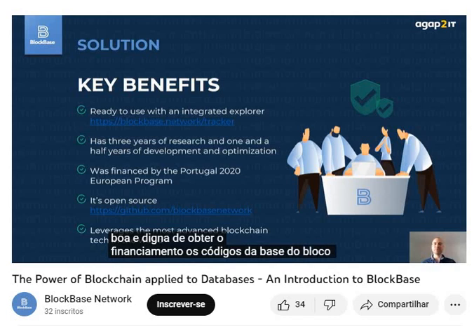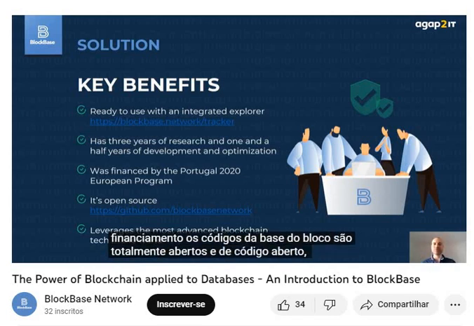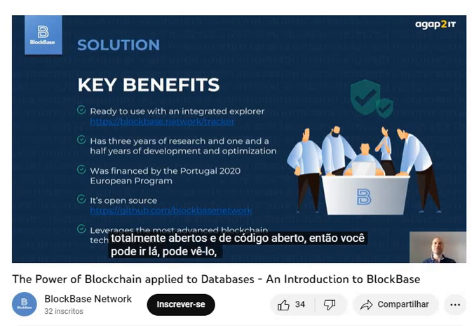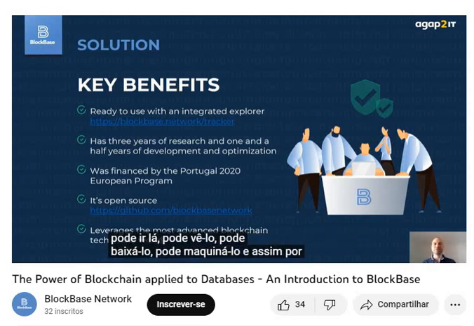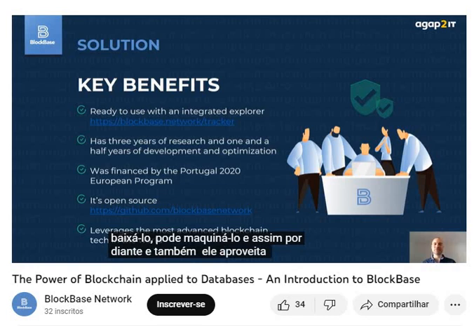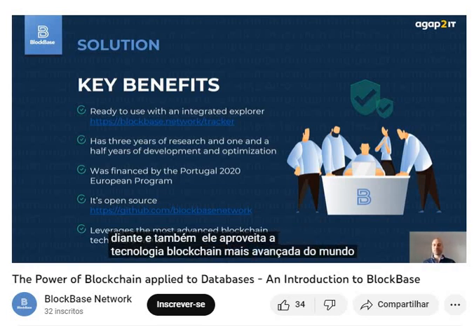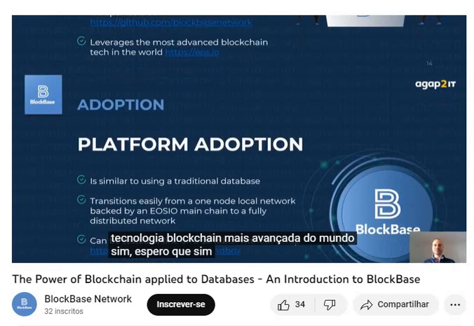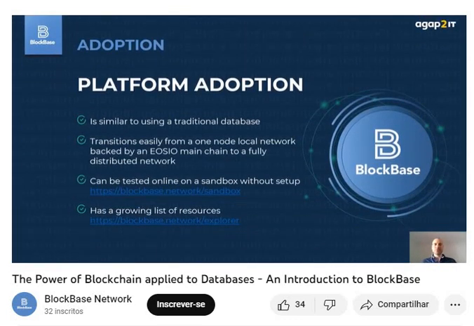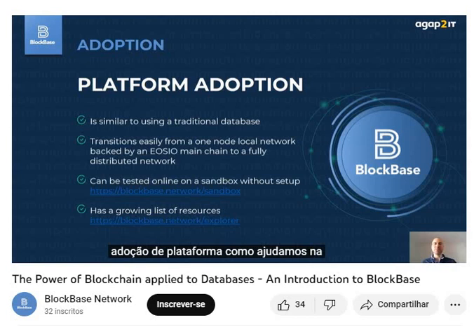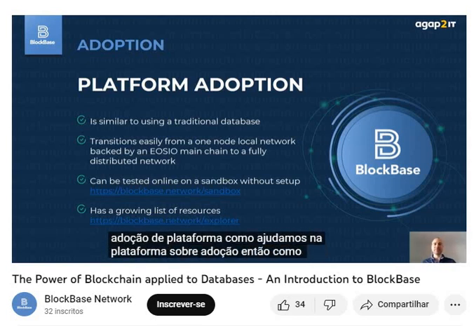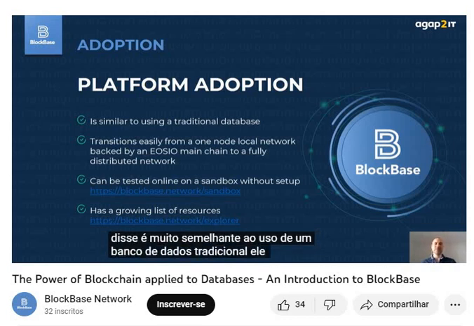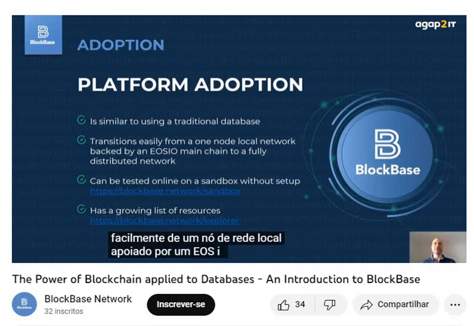The code of BlockBase is completely open source, so you can go there, you can look at it, you can download it, you can mess with it, and so forth. And also, it leverages the most advanced blockchain tech in the world, EOS.IO. So, platform adoption. How do we help in platform adoption? As I said, it's very similar to using a traditional database. It transitions easily from a one-node local network backed by an EOS.IO main chain to a fully distributed network.